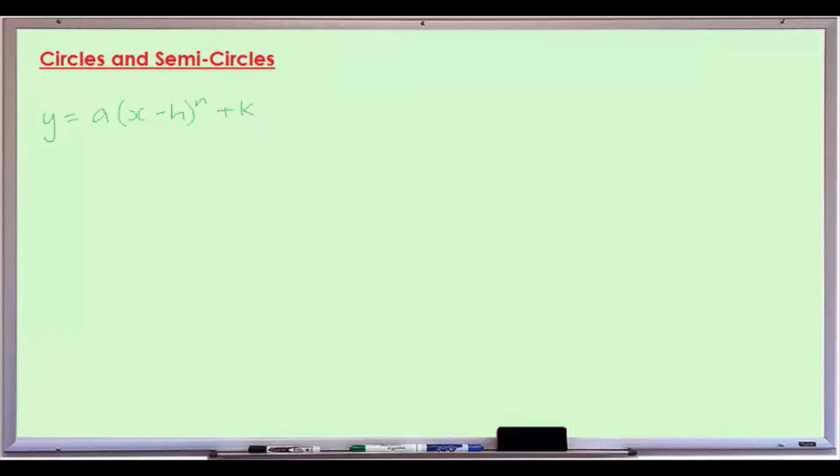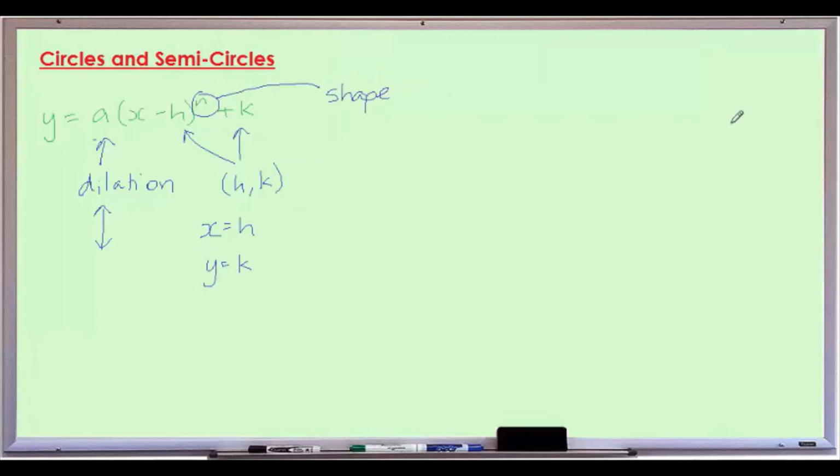And when we have a look at that, we know that the letters a, h, and k all stand for something. So a is something to do with the dilation, and the dilation is in the up and down direction. h and k form the coordinates of some important point, or they form asymptotes where x equals h and y equals k. And our letter n is the letter that determines the shape of the function. Let's have a look at a few examples before we move on.